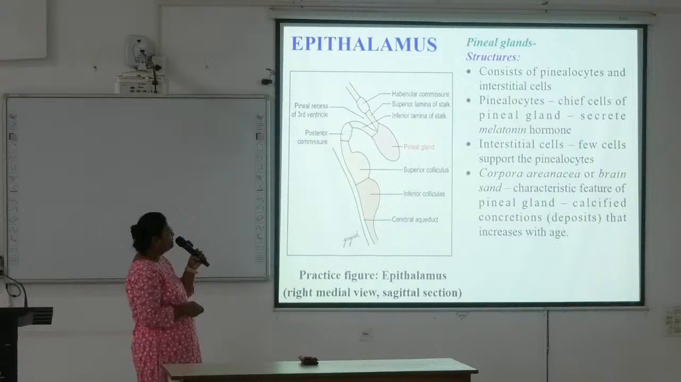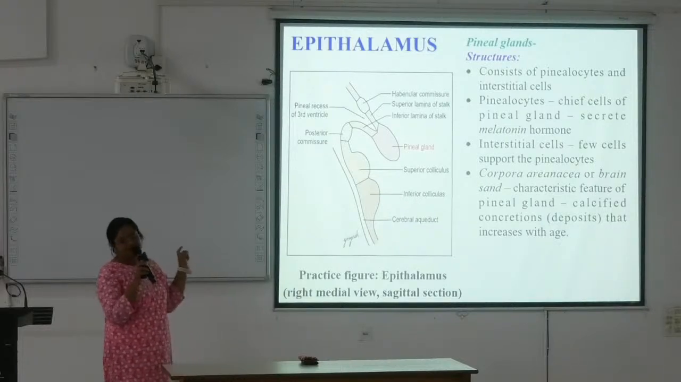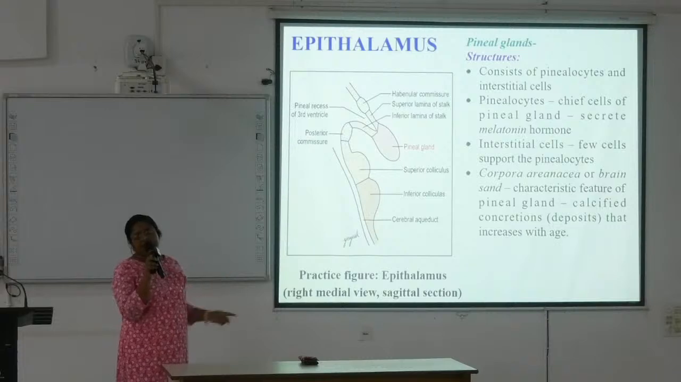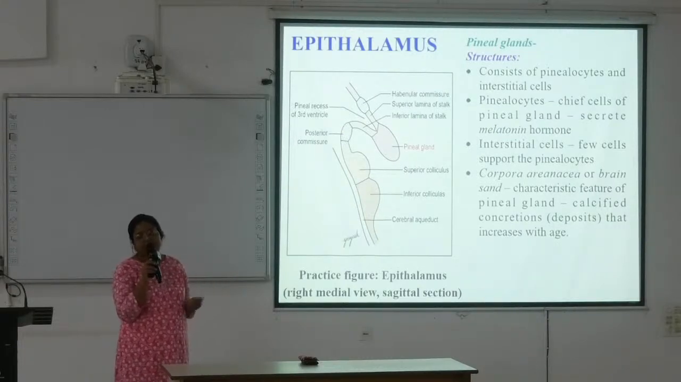A characteristic feature of the pineal gland, these are calcified concretions or deposits that increase with age. There is calcification in some adults near the pineal gland. You can see it as a white dot in your CT scan plate or MRI.